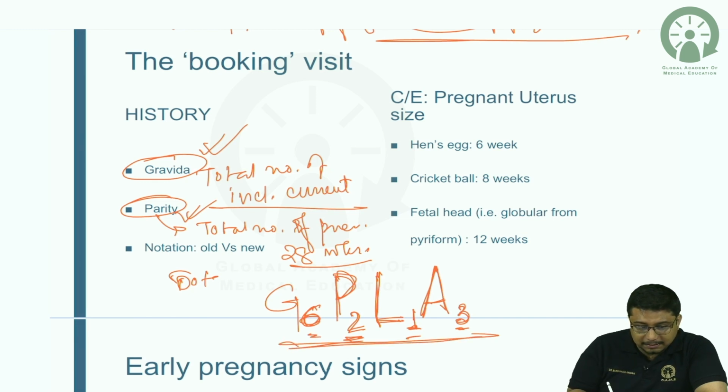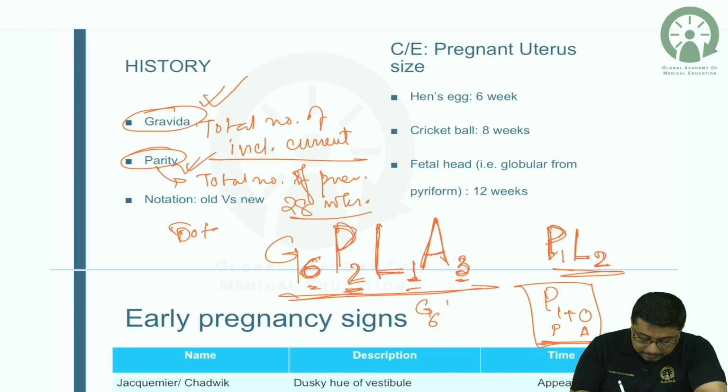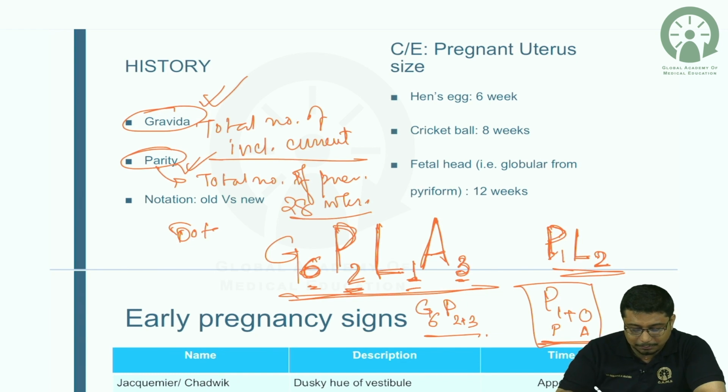Now what happens in case of twins? In case of twins, para is only 1 because there is a single pregnancy that has crossed the viability, but the number of live births will be 2, right? Previously the abortion was written as, this is actually the P and this is actually the A. That is old notation. If we write it like this, then we will write G6 P2+3. So this is an old notation. I don't think you need to know.